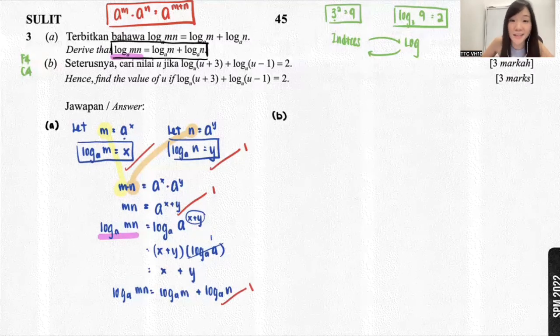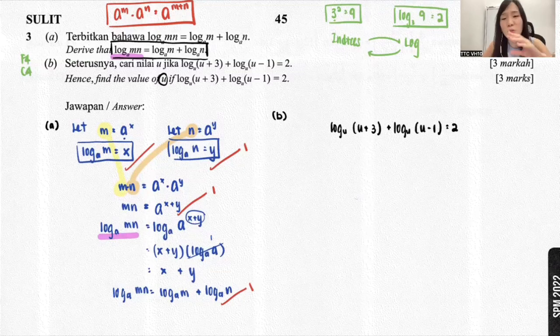So B, they say hence. Hence means therefore, continuing from just now. So hence, find the value of u if log u plus 3 plus log u minus 1 equals 2. So I repeat again, no matter whether it's indices or surds or logarithm, all the questions start from the same base. So guys, now the base is u. You're going to try to make everyone base u. By the way, don't open brackets. There's no such thing, okay? You thought this is a times relation. No, this is a log, so you cannot open the bracket, okay?